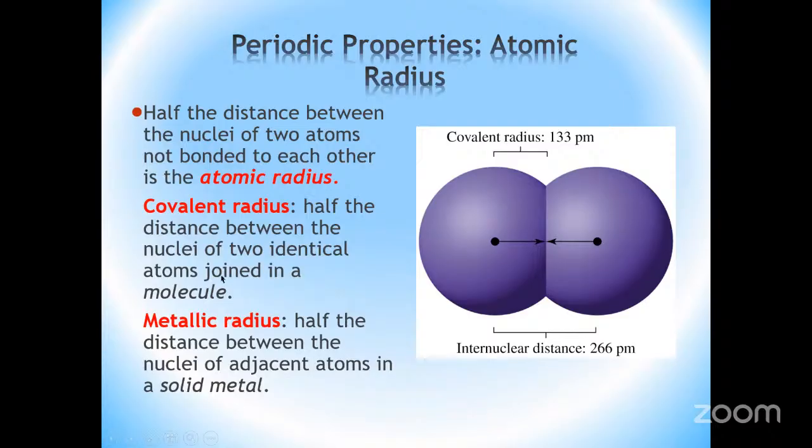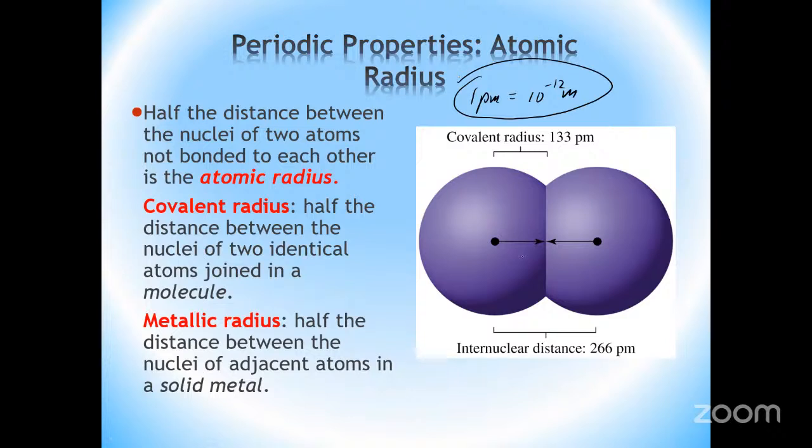In the case of the covalent radius, for example in a diatomic molecule, the radius will be given by the distance between the two nuclei divided by 2. So if the internuclear distance is 266 picometers, then the covalent radius would be half of that, which is 133 picometers. And just to remind you, 1 picometer is equal to 10 to the minus 12 meters, just to give you an idea of the sizes we're talking about. That's for covalent radius.